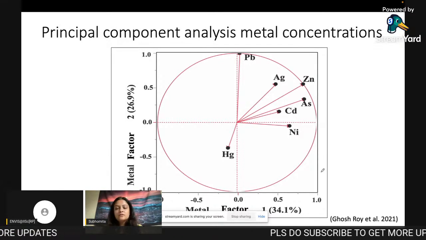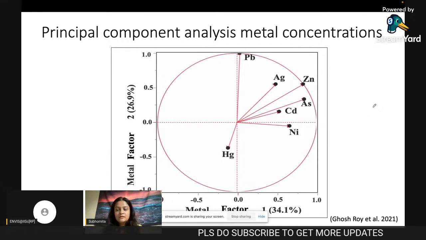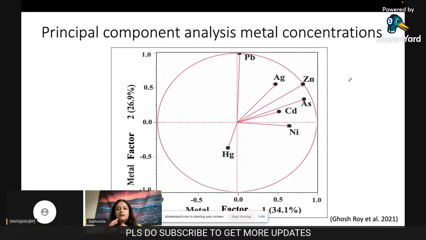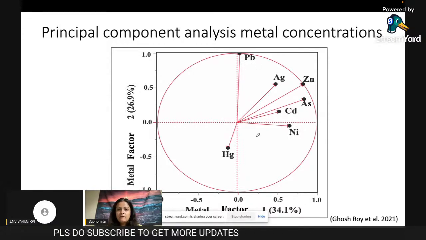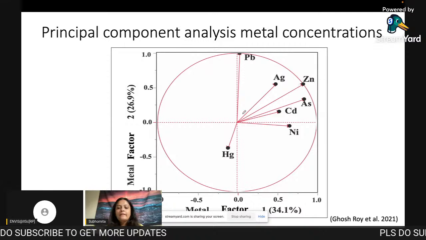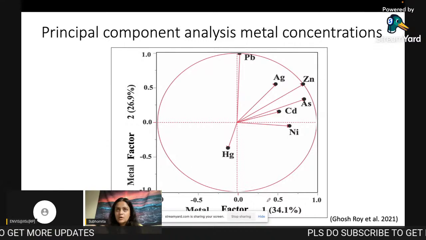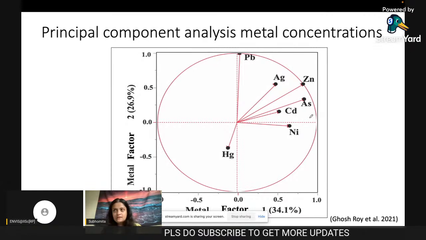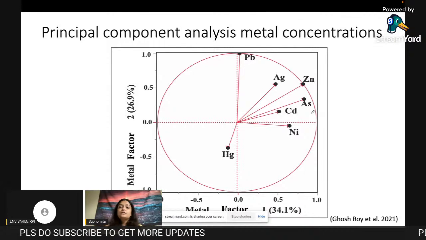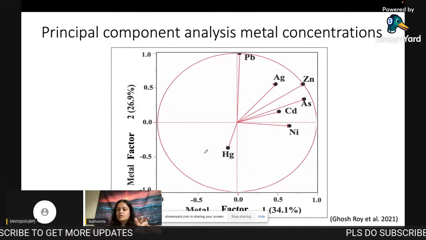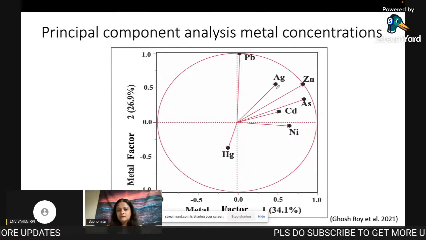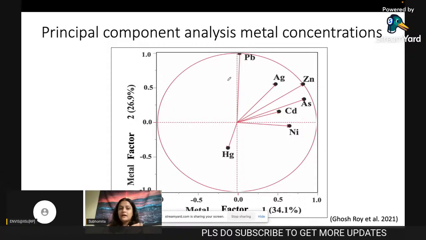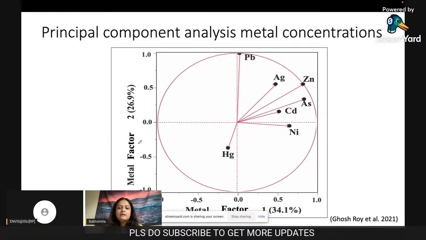In terms of concentration, this bunch of metals were similar. So they were grouped as one group and put under metal factor 1, or component 1, in the positive axis, meaning they were present in a significant amount. And the other two metals, lead and zinc, had a slightly different concentration, so they were on a different axis, under metal factor 2.